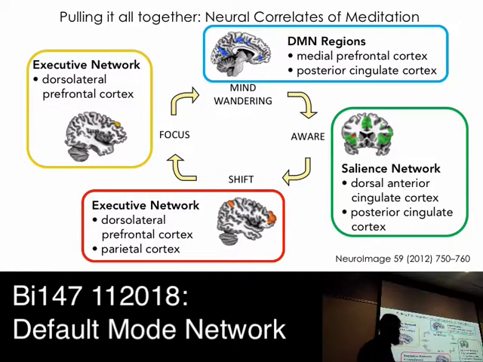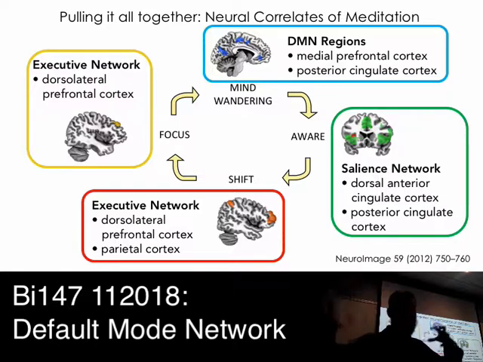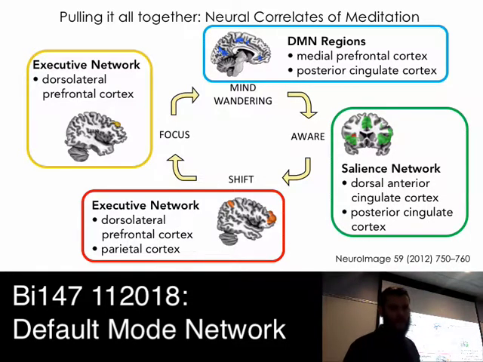And these are the regions that we talked about earlier, posterior cingulate, the prefrontal cortex. We become aware that our brain is wandering. This is the salience network, and it involves the cingulate cortex and some insula. And then lastly, this shift, again, to an executive network. So you can see this pattern of brain activity that's moving around the brain during meditation.